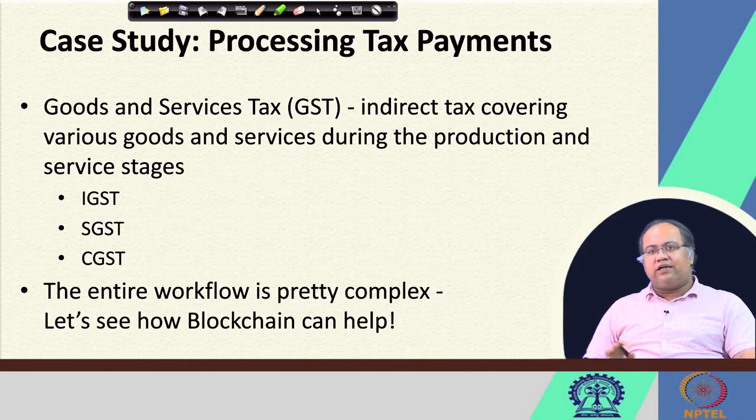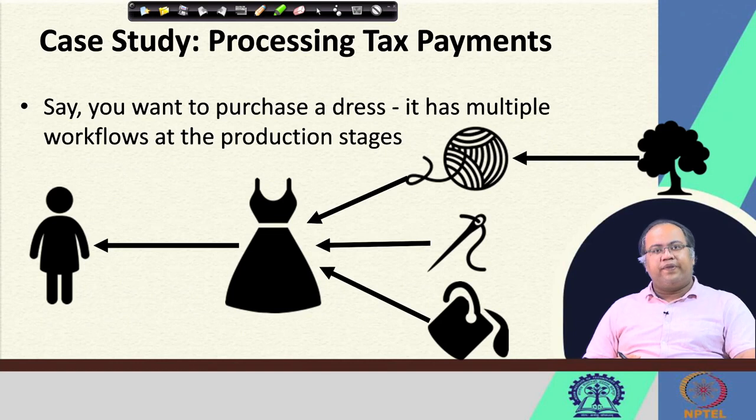And in our country, there are 3 different types of GST: IGST, SGST and CGST. IGST is typically the interstate GST, applied whenever goods are transferred from one state to another. SGST is the state part of the GST, and CGST is the central part of the GST that goes to the central government. Now, the entire workflow of the GST is pretty complex. So let us see how blockchain can help in that aspect.